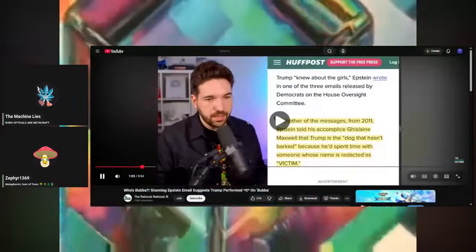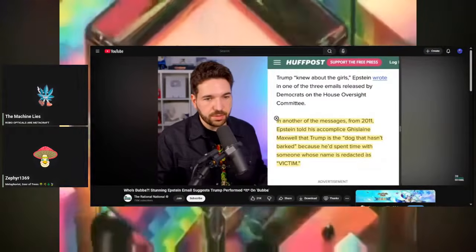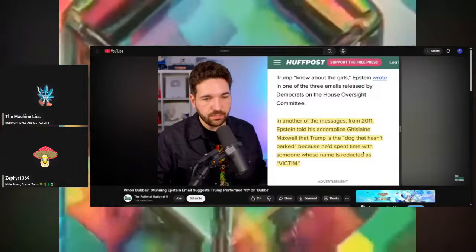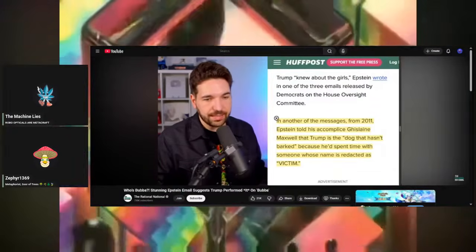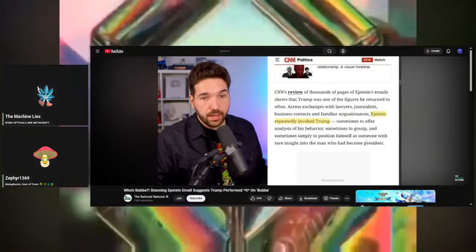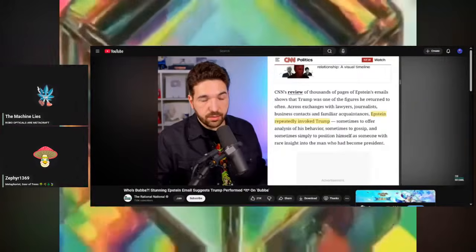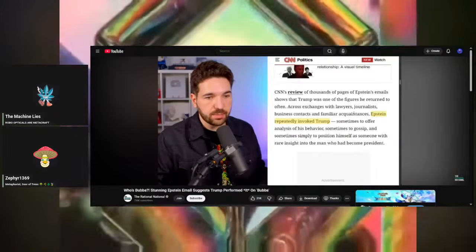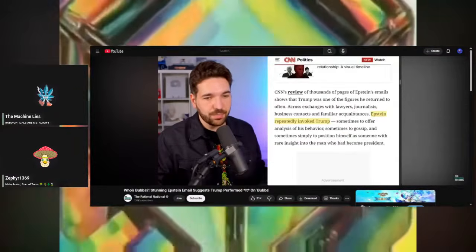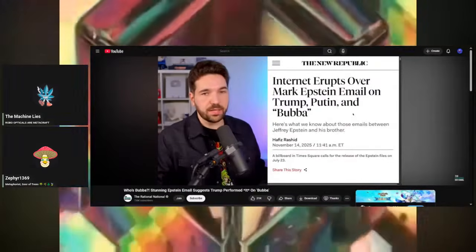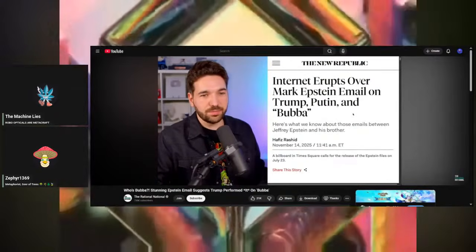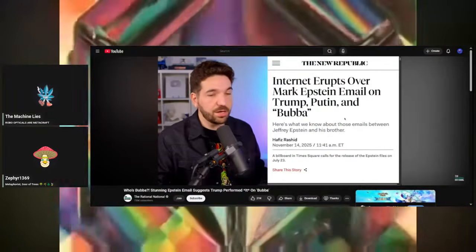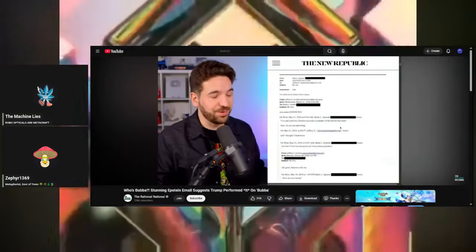In another of the messages from 2011, Epstein told his accomplice, Ghislaine Maxwell, that Trump is the, quote, dog that hasn't barked because he'd spent time with someone whose name is redacted as victim. Wow. So CNN reviewed thousands of pages where they say Epstein repeatedly invoked Trump, sometimes to offer analysis of his behavior, sometimes to gossip, and sometimes simply to position himself as someone with rare insight into the man who had become president. That gets to this: Internet erupts over Mark Epstein email on Trump, Putin, and Bubba. So Mark Epstein is Jeffrey Epstein's brother. Here is the email. That is quite something.